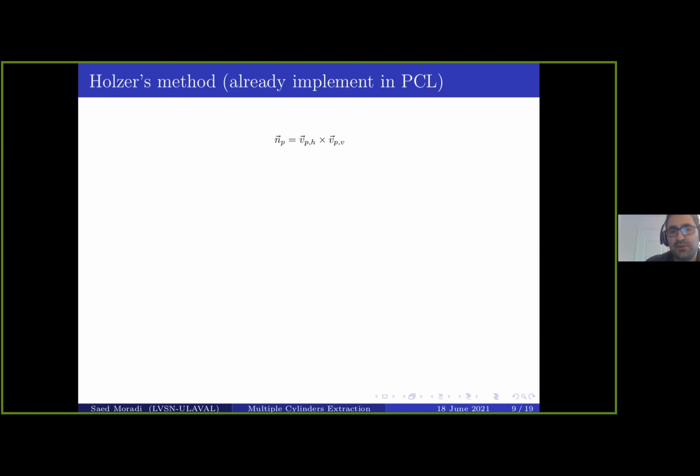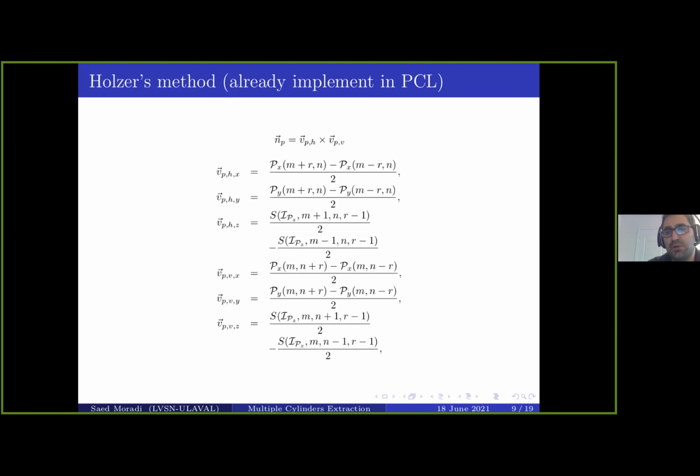This method, the Holzer method, is implemented in PCL, another method we used for the comparison. As with the previous method, they also use the cross product of the different components of a vertical and horizontal tangent vector. They use the integral image to speed up the operations, because using a single vector to calculate the normal vector gives the wrong result when the point cloud is noisy and the quality of the scanner or the acquiring device is poor.